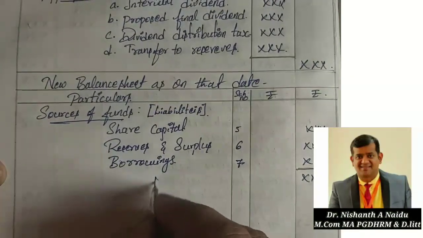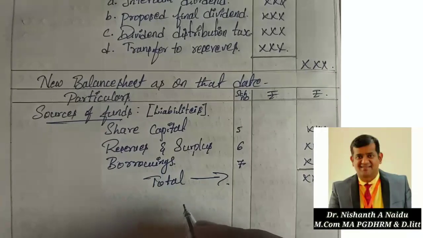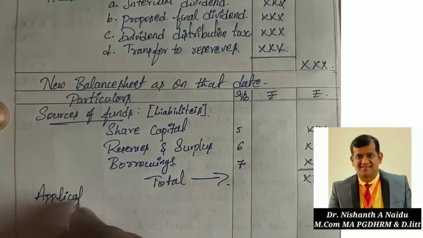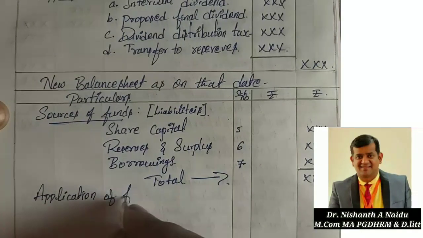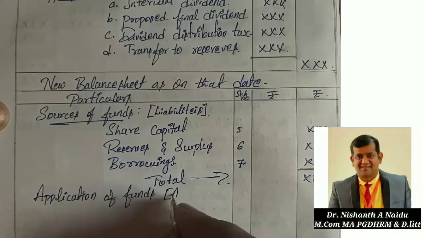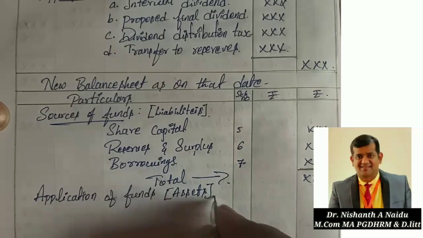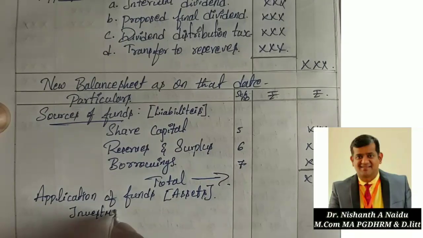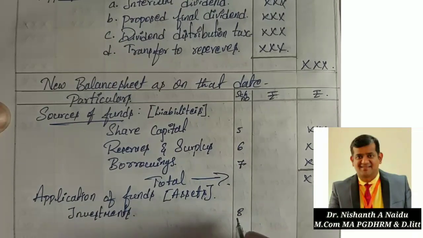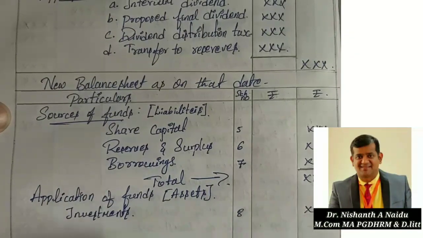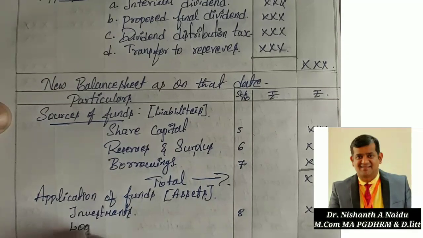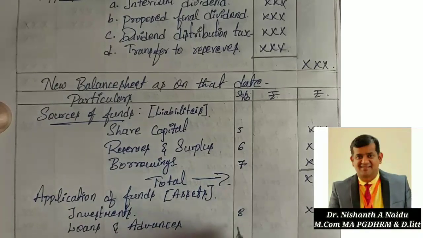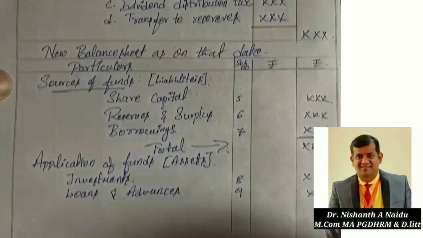Okay. So I am writing this as a total over here. So next is application of funds. Write it as assets. That is nothing but assets. Under that, number 1, investments, schedule number 8. So write directly. Then we have loans and advances, schedule number 9. Directly amount column.